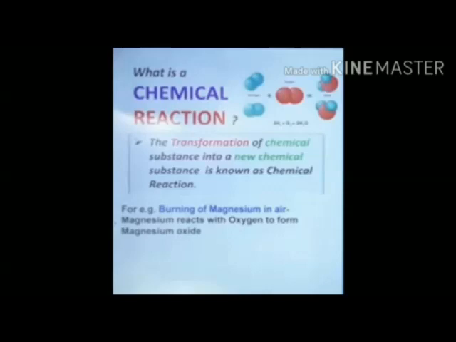You will notice these changes happening in a chemical reaction: a new state, such as solid changing into liquid. There is a change of color. You will notice the change in temperature. You will also notice the evolution of gases in the chemical reaction, but it cannot be reversed like a physical method in chemical reactions.